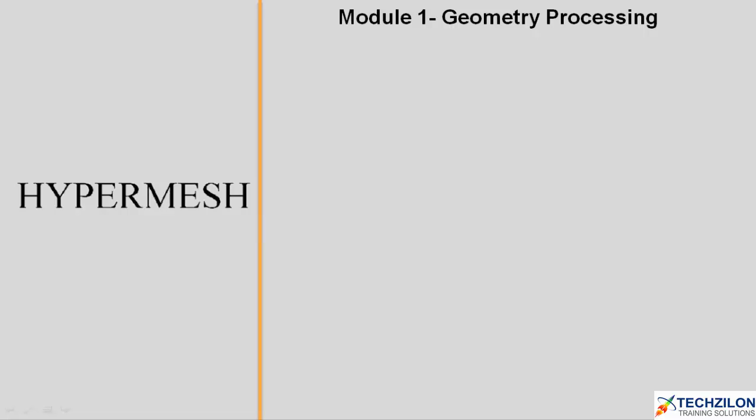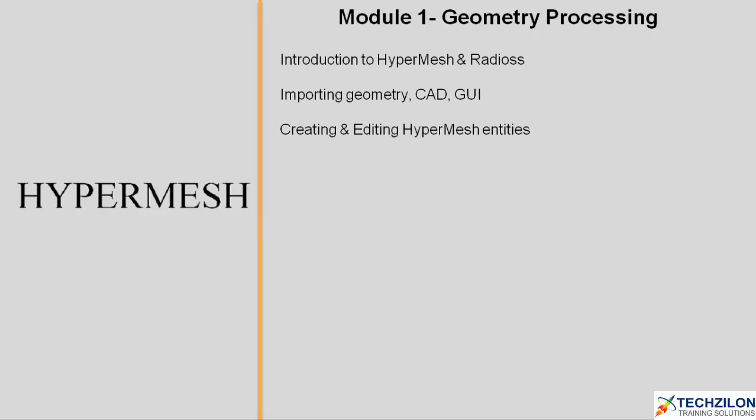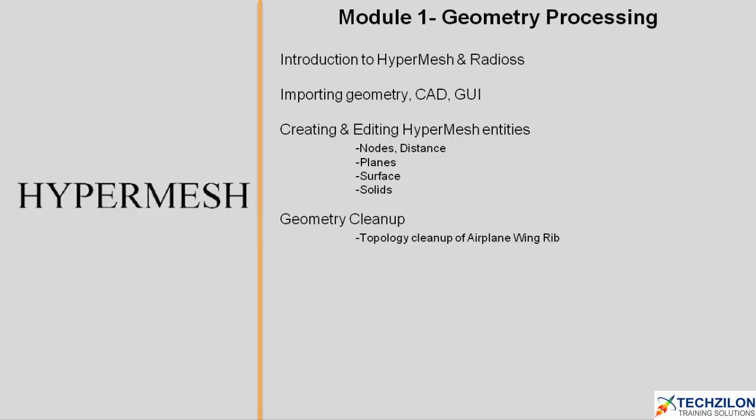In Module 1, you will be learning geometry processing. You will be introduced to HYPERMESH and RADIOSS. You will learn how to import a geometry, CAD, and the GUI. You will learn how to create and edit HM entities such as nodes, distance, planes, surfaces, solids. You will then move on to geometry cleanup, where you will learn topology cleanup of airplane wing rib, rotation, translation, reflect, position, and projecting elements, nodes to surface.